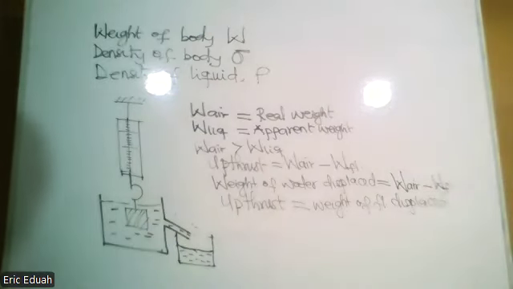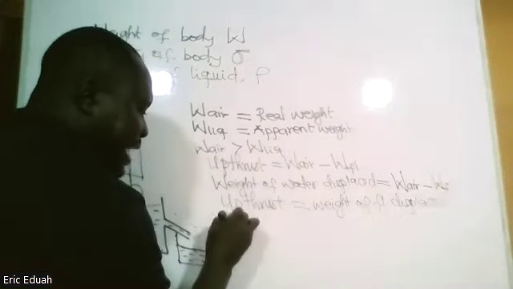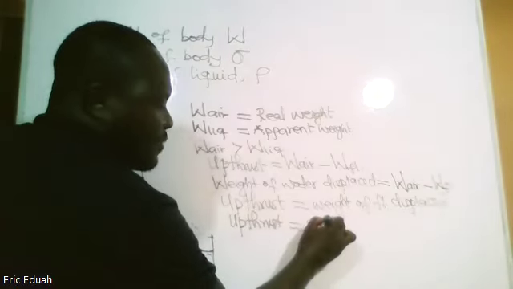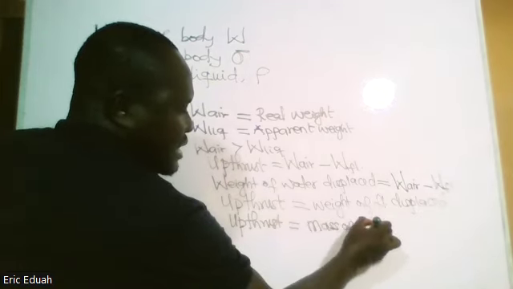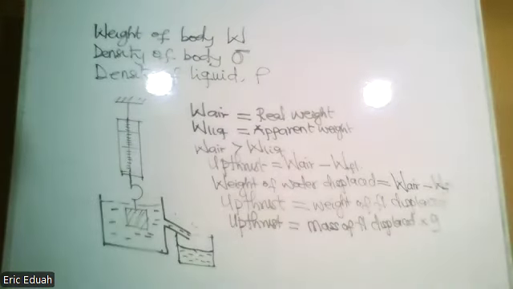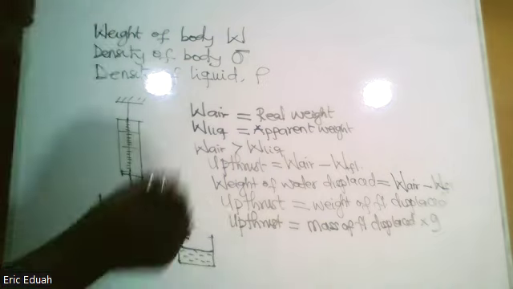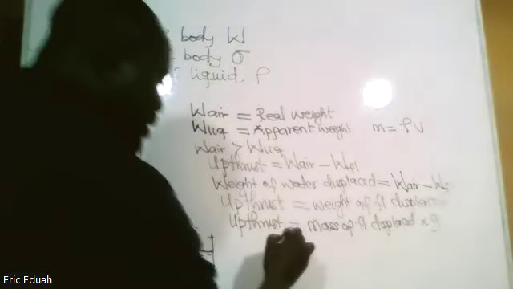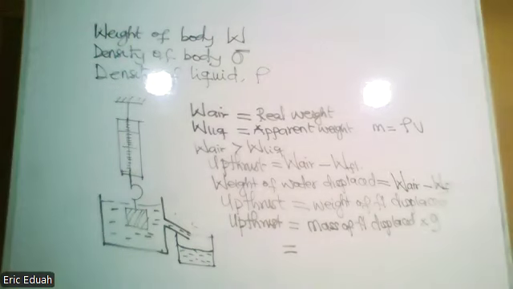Now, weight is mass times acceleration due to gravity. And so we can also say that upthrust equals mass of fluid displaced times gravity, and this is from weight is mass times gravity. The same mass is also equal to density times volume. And so we can also relate upthrust to be. So look at how gradually we are building our relation, our formula.